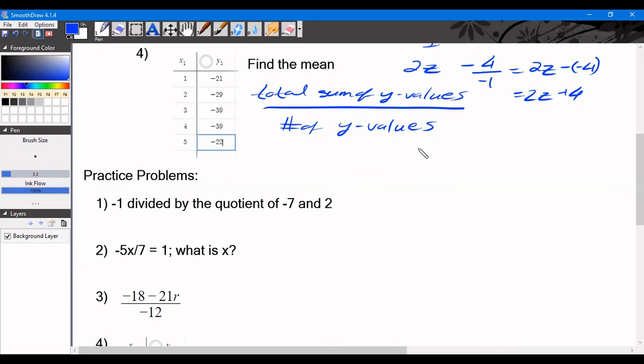All right, I'm guessing you've calculated the total of the y values. Now, when you do that, your answer should be giving you negative 150 on the numerator. And then you're dividing it by the number of y values. There are 5 y values present, so your denominator would be 5. So then when you go ahead and solve it, your answer would be negative 30.